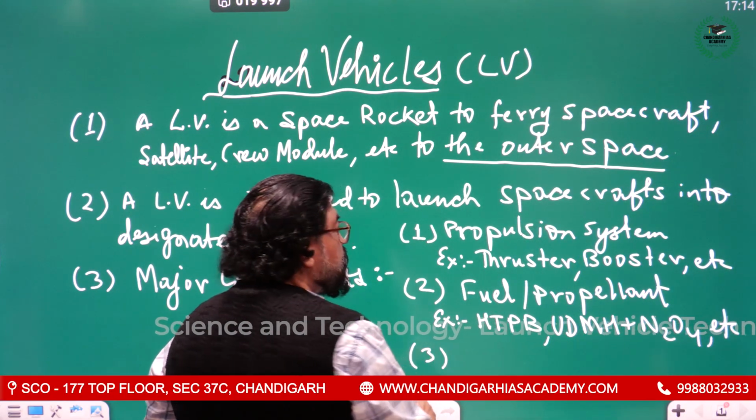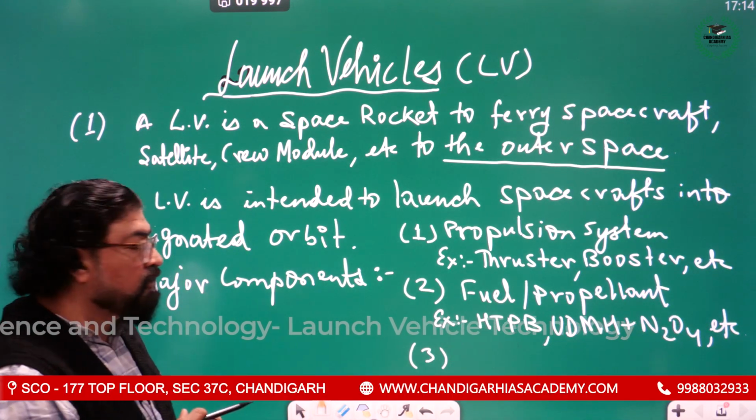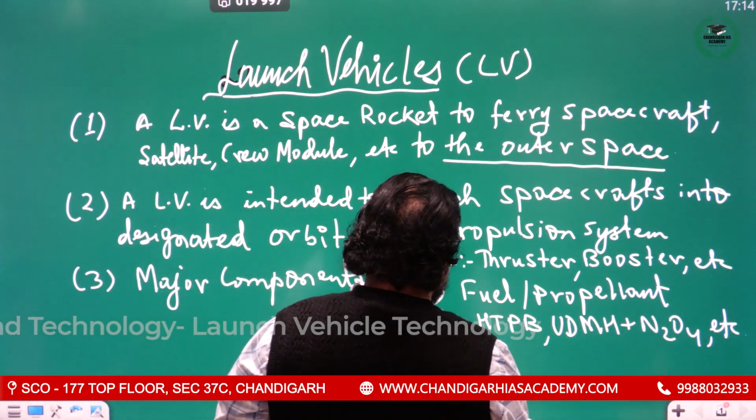Third, a very important thing about any space launch vehicle is the payload.